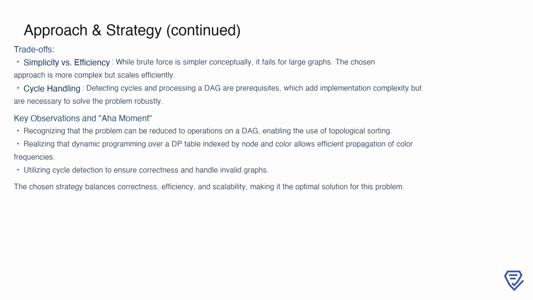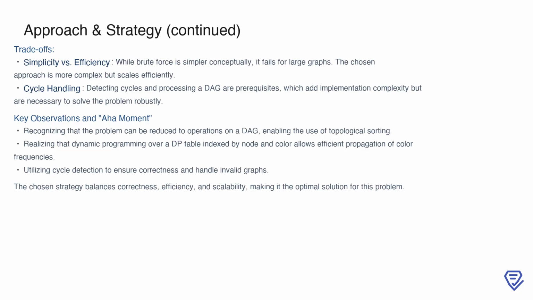When implementing this solution, there are some trade-offs to consider. Simplicity versus efficiency is one such trade-off. While the brute force approach is conceptually simpler, it fails for large graphs due to its exponential time complexity. On the other hand, the chosen approach is more complex but scales efficiently for large inputs. Additionally, detecting cycles and ensuring that the graph is a DAG are prerequisites, which add to the implementation complexity. However, these steps are essential for solving the problem accurately.